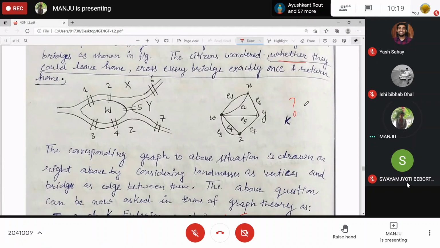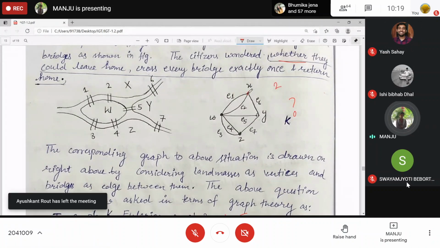Why? For an Eulerian trail to exist, we should have exactly two odd vertices. But here we have more than two odd vertices, right?